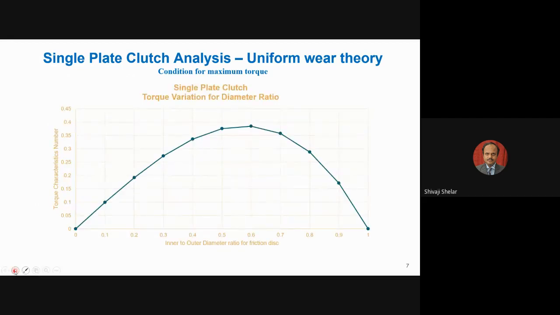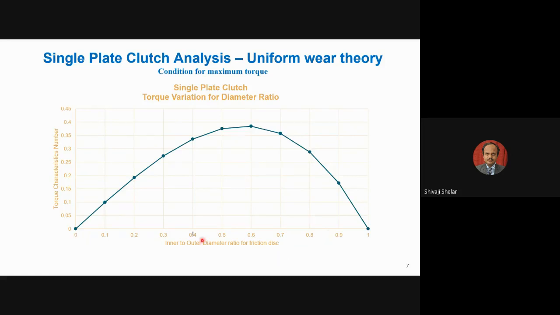Okay, so this is a single plate clutch analysis, uniform wear theory. We are checking the condition for maximum torque from the previous slide, and this is the torque variation for diameter ratio. We have taken different diameter ratios. On the y-axis, I have plotted the torque characteristic number, which is equal to y into 1 minus y square, and on the x-axis, we have the diameter ratio, inside diameter to outside diameter, ranging from 0 to 1.